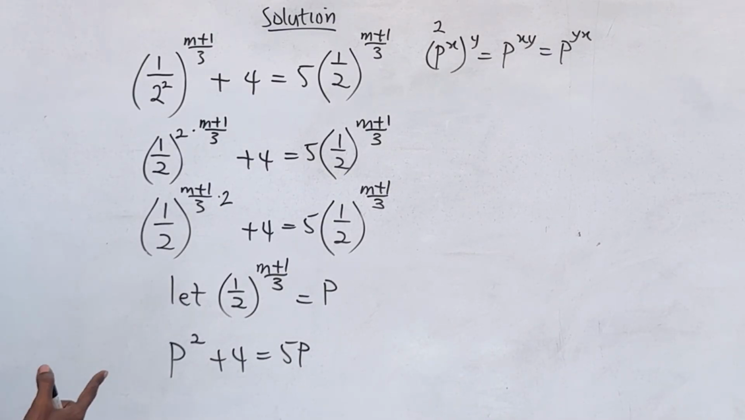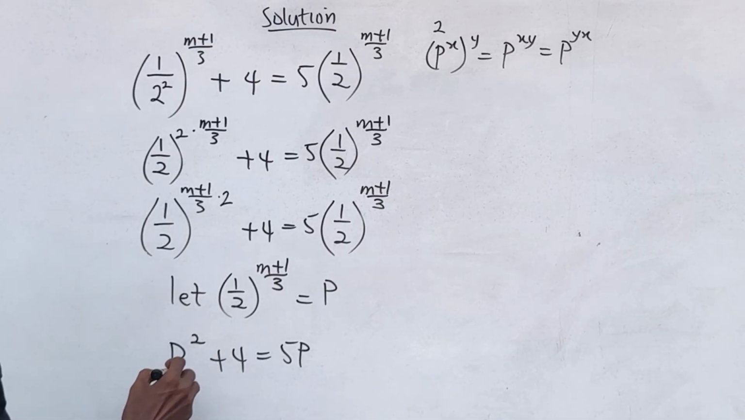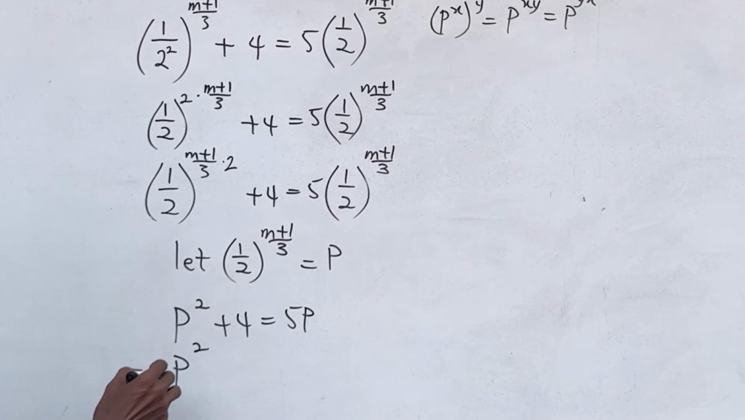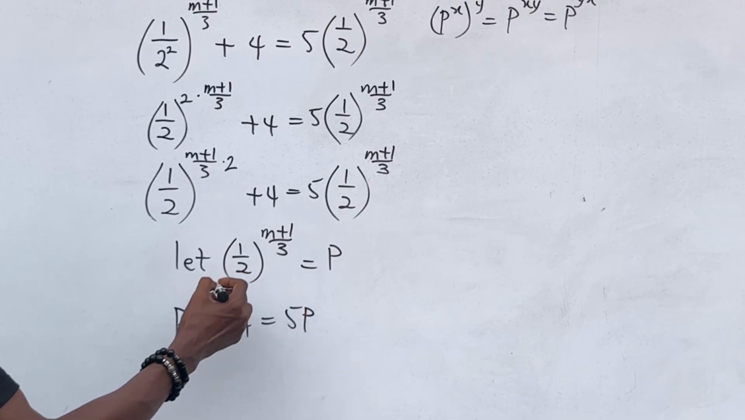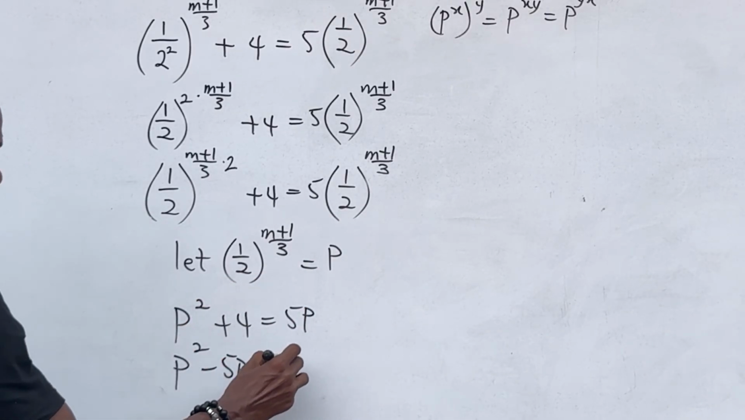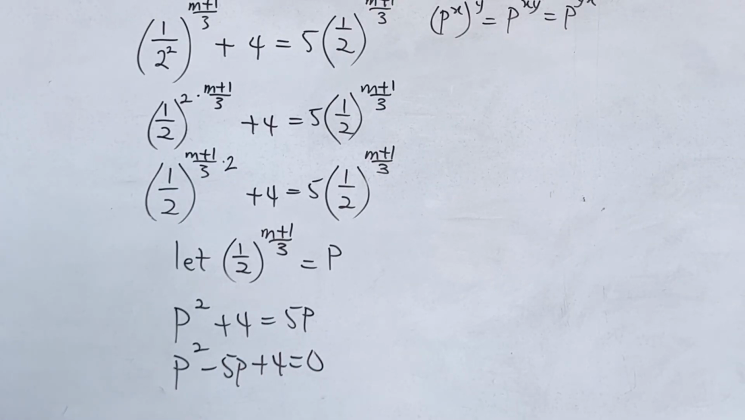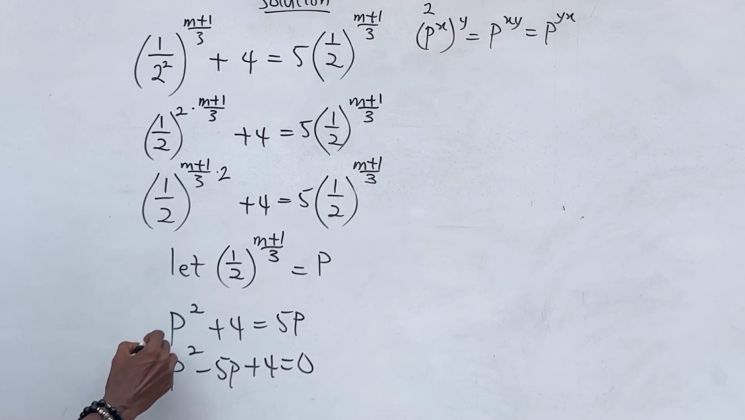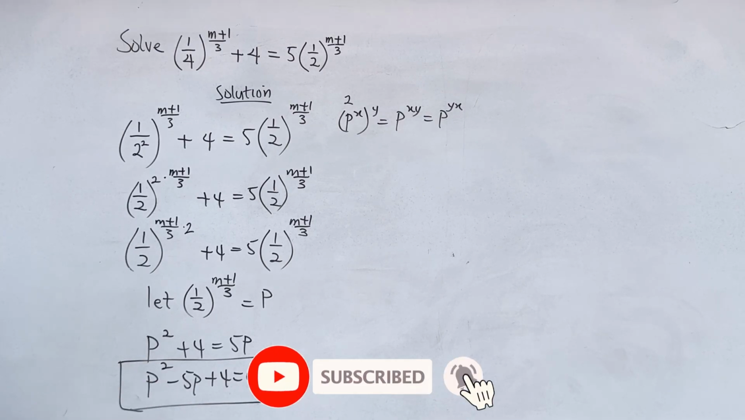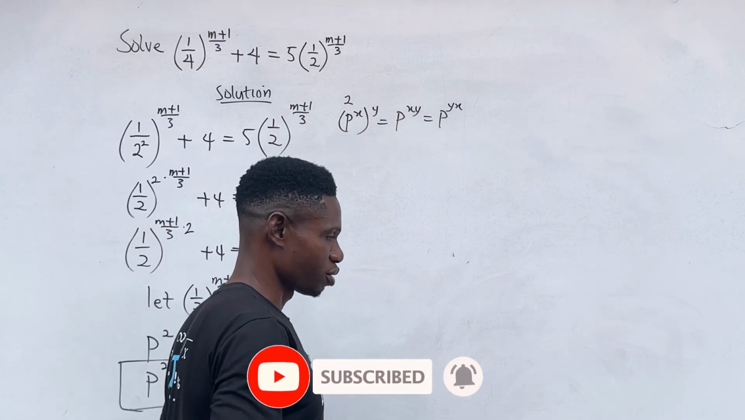This is quadratic, so we can rearrange this to become p squared. This 5p, bringing it in, becomes minus 5p. Then we have plus 4 equal to 0. Now this is a quadratic equation in p. Okay, let me bring it up here and solve.